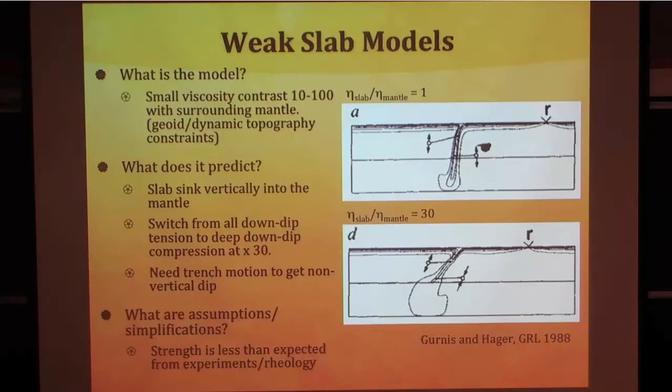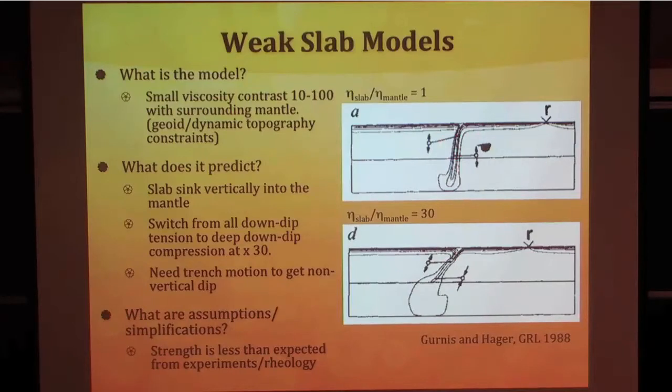The main assumptions or simplifications of this model is that the strength is less than expected from experiments of olivine rheology. And so we expect that the slab is a bit stronger than this, and so its behavior might be different.